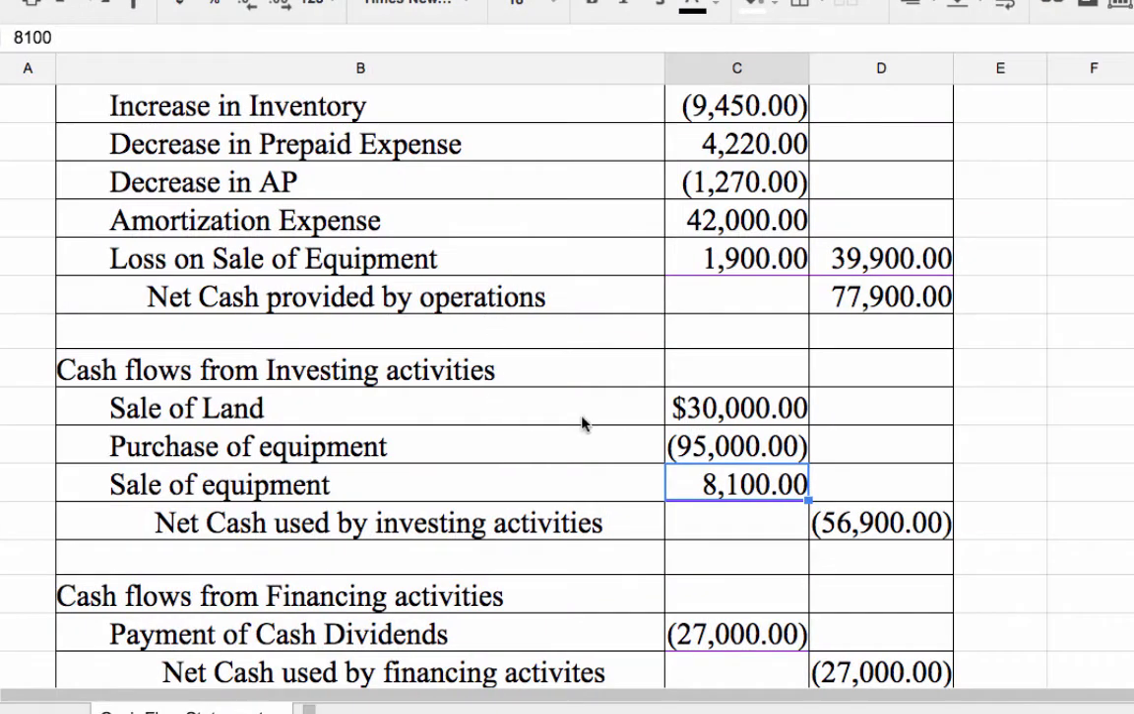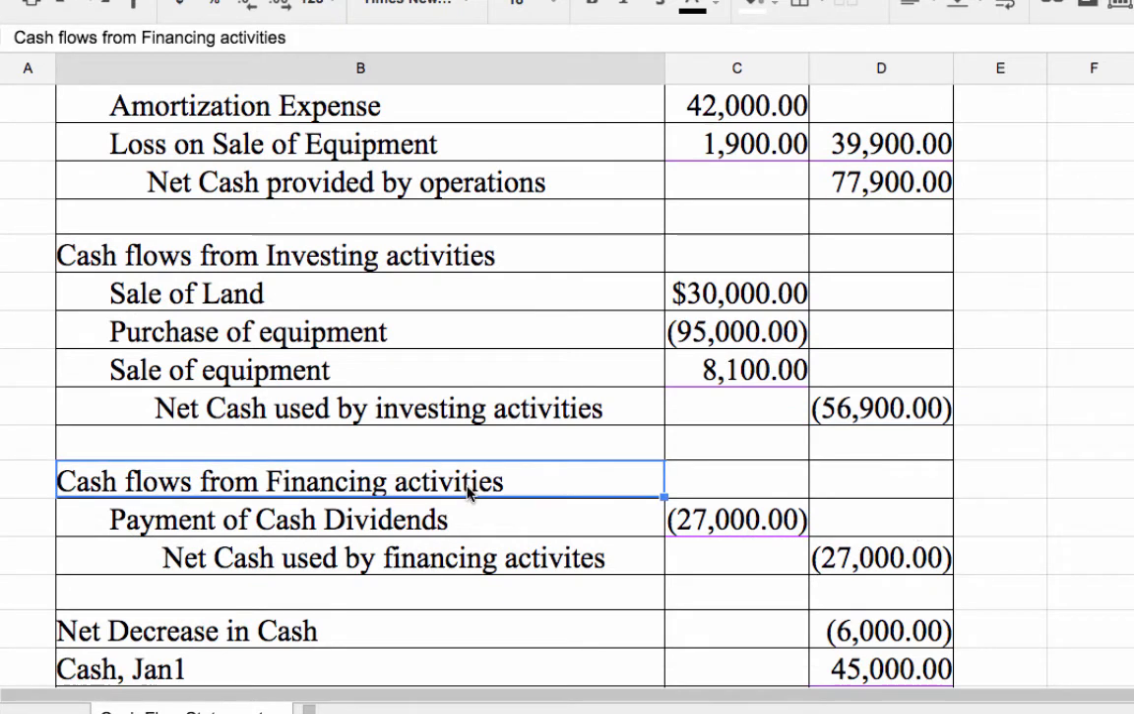So that's the end of that section. So if you add this, subtract this, add this, you're going to get a net, and you can see I used a formula here. And that is a negative $56,900. So cash used, cash went out. There was a net cash outflow in the investing activities section of this cash flow statement. So we put the word used here. When it was an inflow, we put provided. When it was an outflow, we're going to use the word used. So net cash used by investing activities was $56,900.